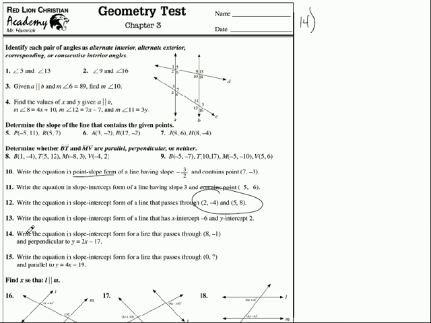Let's take a look at 14. It says, write the equation in the slope-intercept form of a line that passes through the point (8, -1) and is perpendicular to a line. Now, this is a little different. They don't just give you a slope and a point. They give you an actual line. Oops, 17, not 7. Sorry, let's try that again. 17. Now, what do we know?